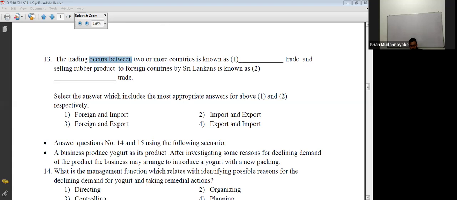Right, what's the answer? Venuja, what's the answer? Trading that occurs between two or more countries is known as foreign trade or international trade. The first one is foreign, the second one is export, so the third one. Yes, the third one is the answer. Foreign or international trade and export trade. The third one is the answer. Right. Now question number 14 and 15.